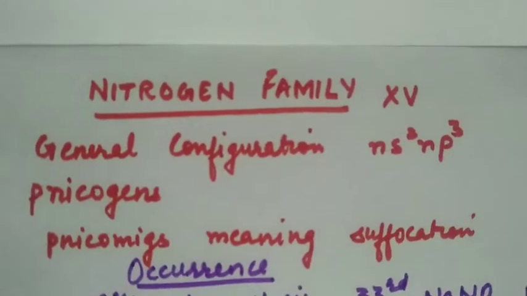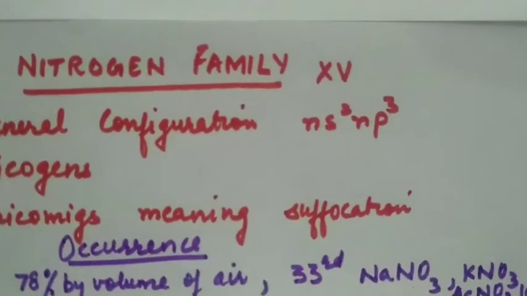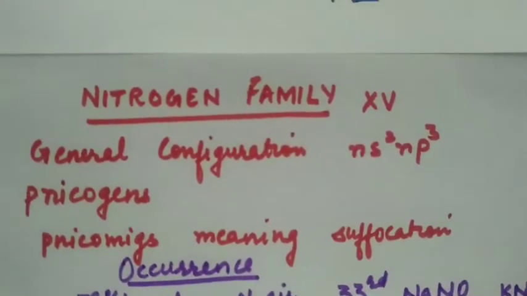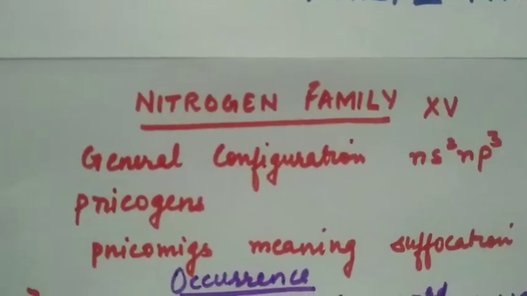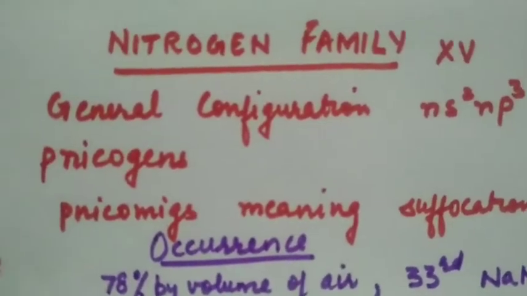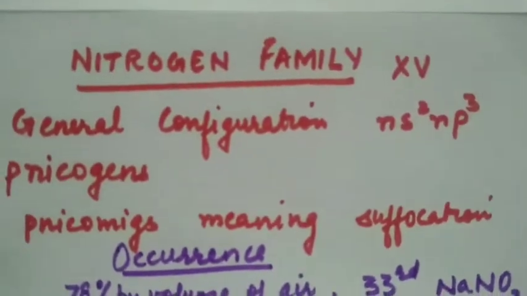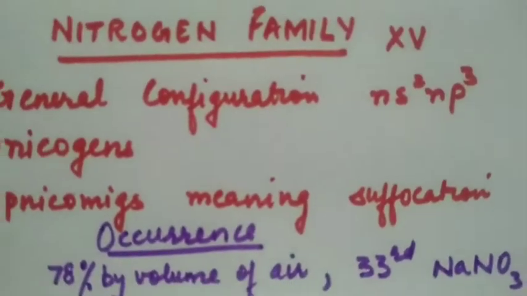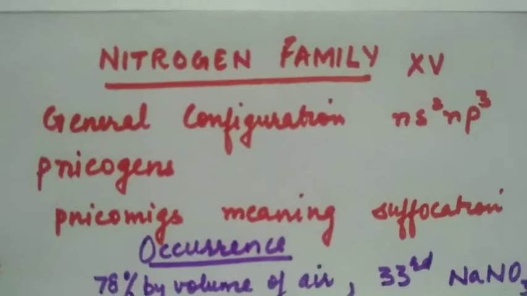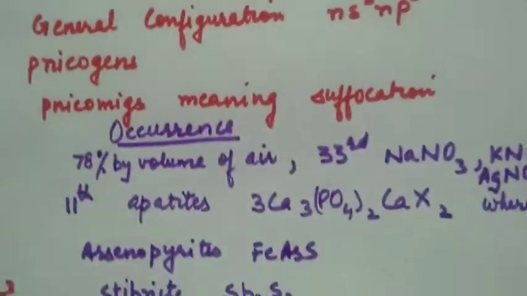Their general electronic configuration is ns2, np3, with 1 electron in each of the p orbitals. These members are also called pnictogens, based on the word pnigein, which means suffocation. So you can see that in the presence of these gases, suffocation occurs. So the name is given.